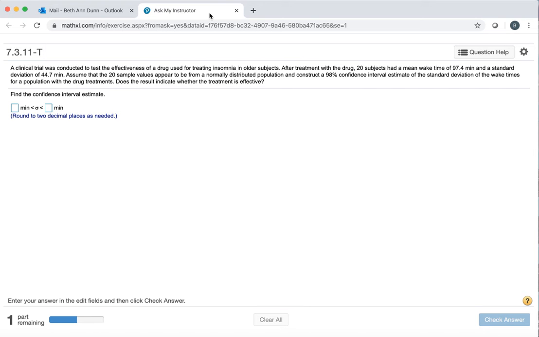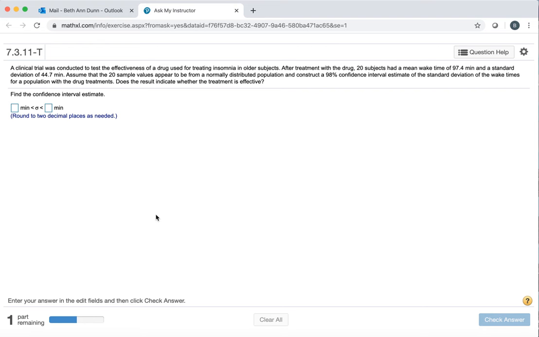A clinical trial was conducted to test the effectiveness of a drug used for treating insomnia in older subjects. After treatment with the drug, 20 subjects had a mean wake time of 97.4 minutes and a standard deviation of 44.7 minutes. Assume that the 20 sample values appear to be from a normally distributed population and construct a 98% confidence interval estimate of the standard deviation of the wake times for a population with the drug treatments. And then you'll answer a question about whether or not that treatment is effective.